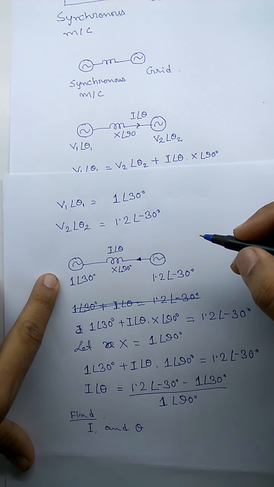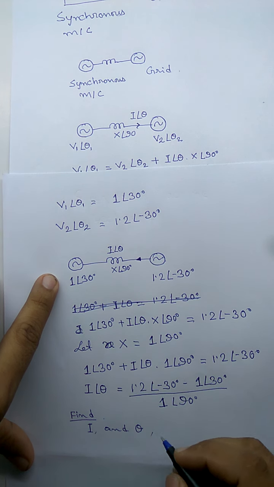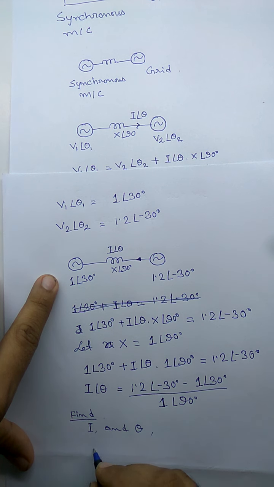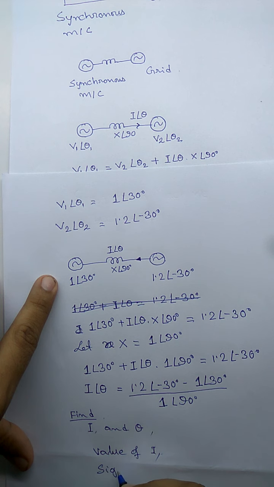So let's solve this problem, and you will submit an assignment in Google Classroom stating the value of I. What you will write is value of I, sign of I, and value of theta, and sign of theta.